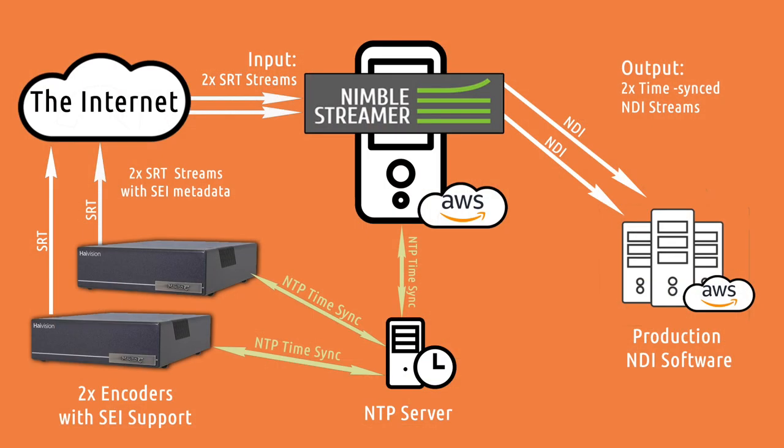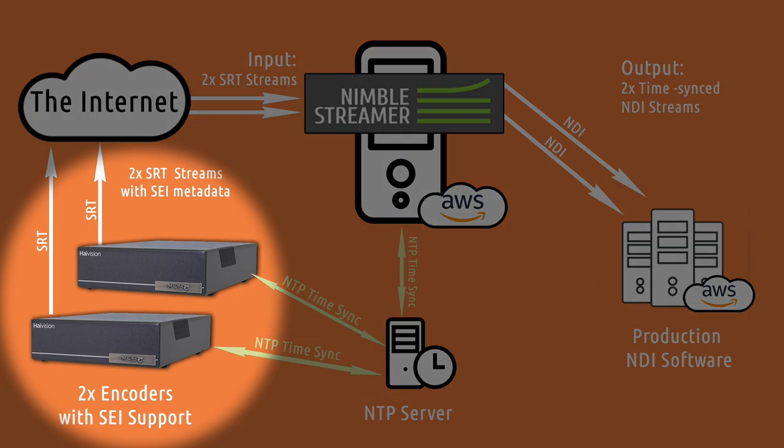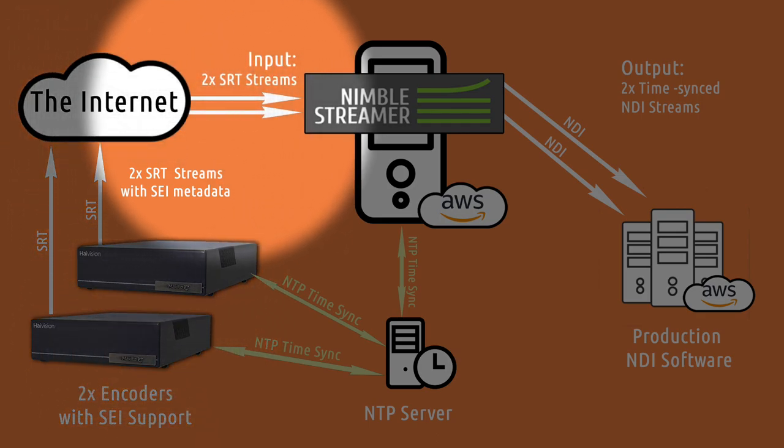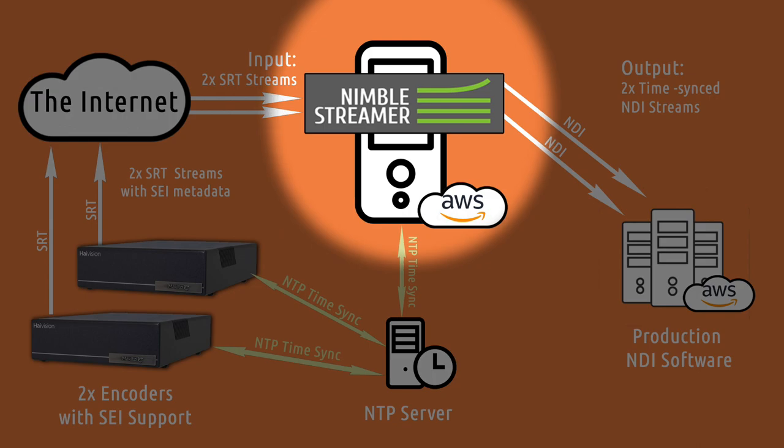In this video, we will demonstrate the following setup. Two Makito X encoders stream from different locations with their own SRT latencies. They are connected with two cameras pointed at the time.gov website. The encoded streams are sent to an instance of Nimble Streamer in AWS via SRT.